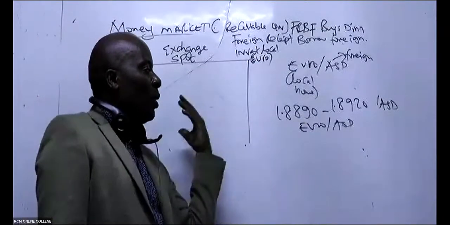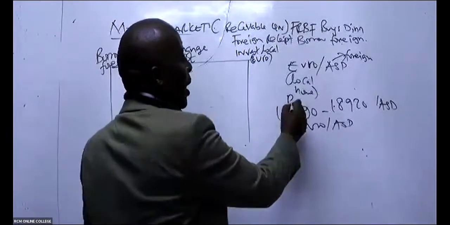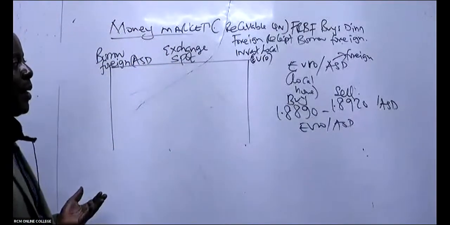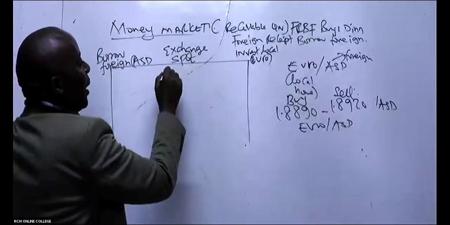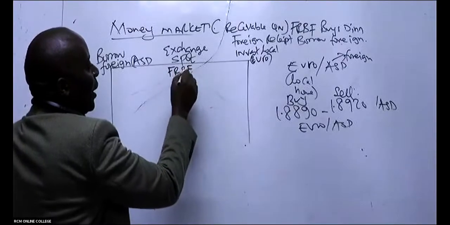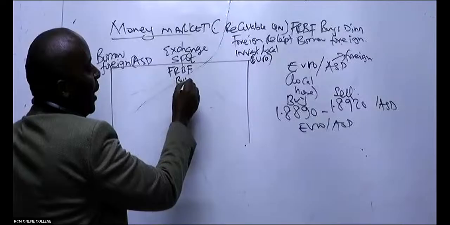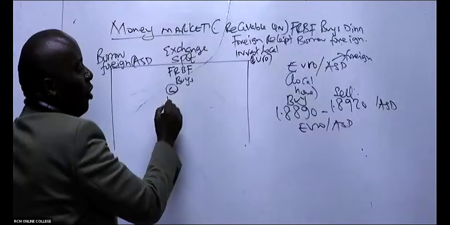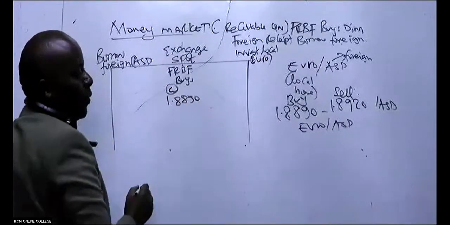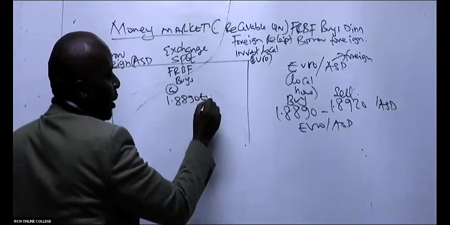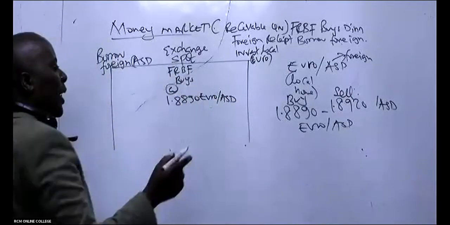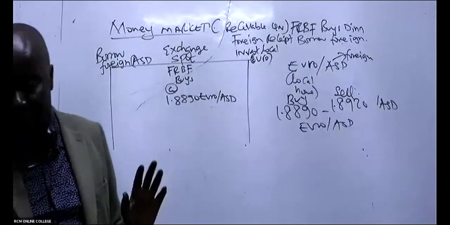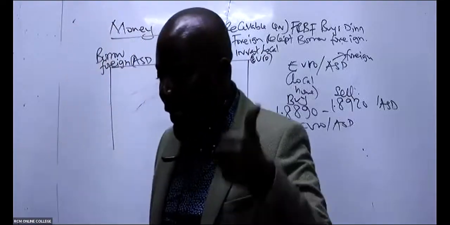So if you move to the left side, then this becomes buy, and this becomes what here? Sell. And remember, you are the one who has told me this is a foreign receipt. In this case, a foreign receipt does what here? Buys. So you're using the buying rate of 1.8890 euros per ASD. Up to here, are we together?